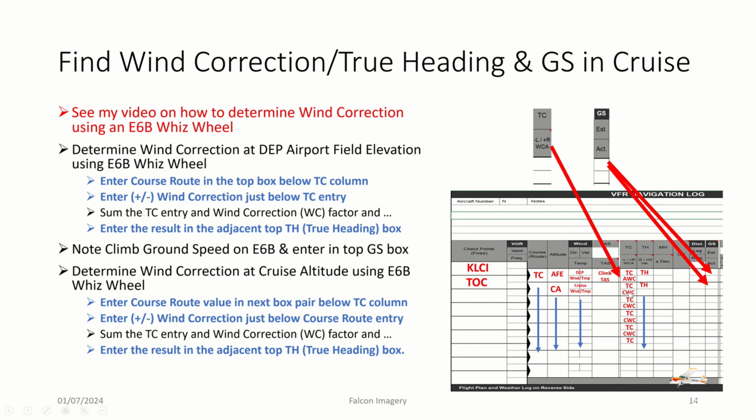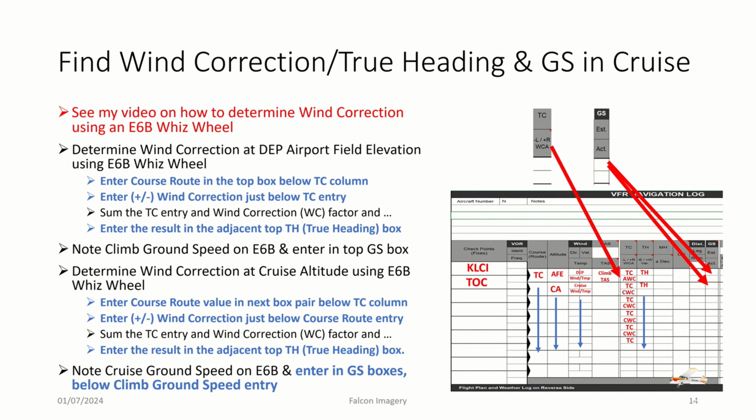Then factor in the wind correction that you figured out on your whiz wheel. Sum those two numbers together, and that will represent your true heading at cruise altitude. Enter the result right there for your true heading. And again, note the cruise ground speed on the E6B calculator and enter it in the ground speed boxes below. So you'd put your cruise speed in this box here, and this box here, and so on.